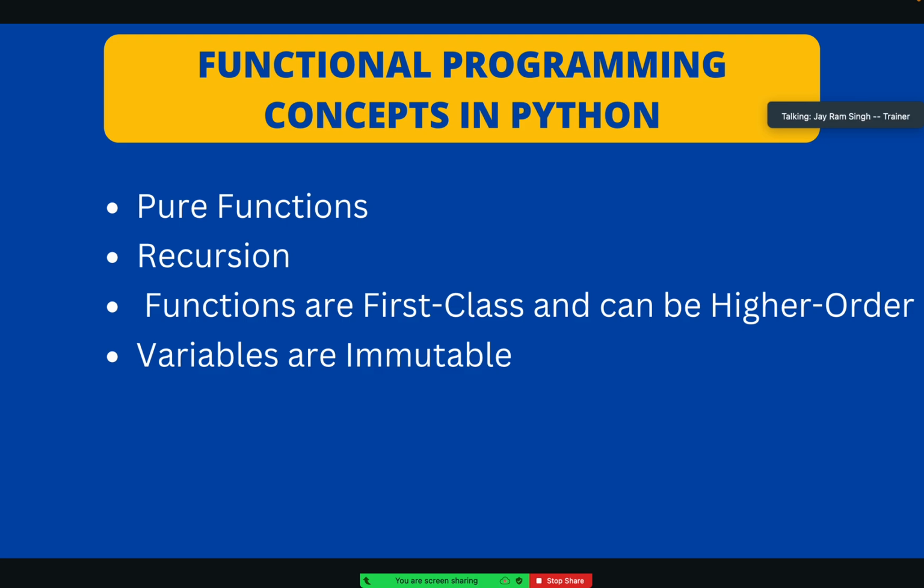Now, functional programming has some concepts. What are the things we have to take care of while writing functional programming? Here are the 4 points I mentioned. That function should be a pure function. Mostly we'll use recursion. I think you people are aware of recursion, right?